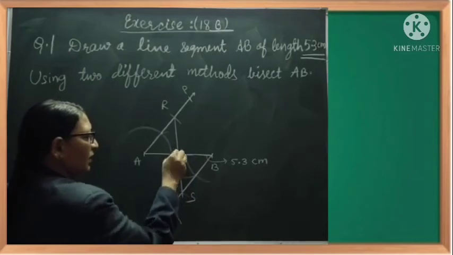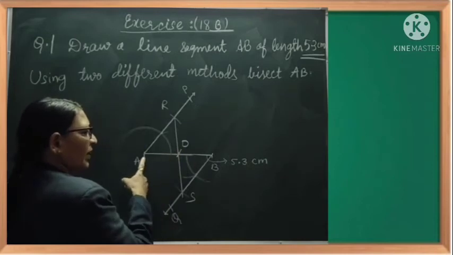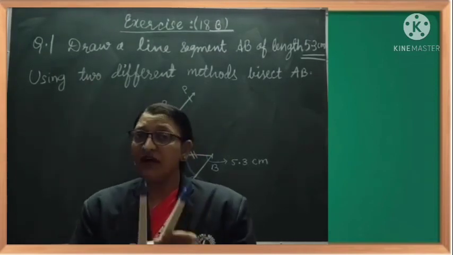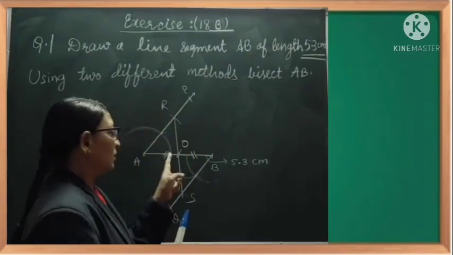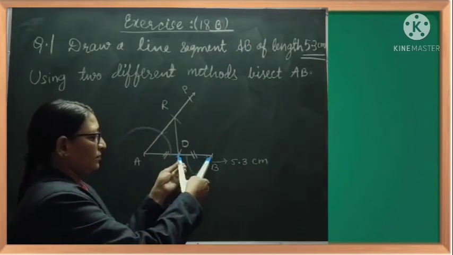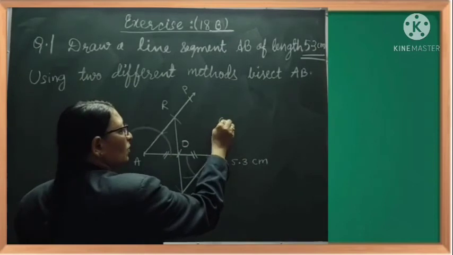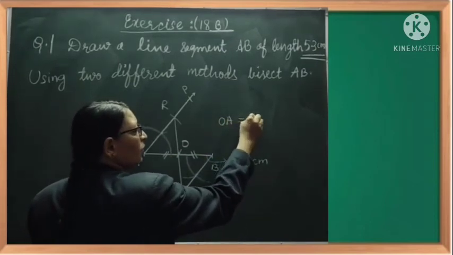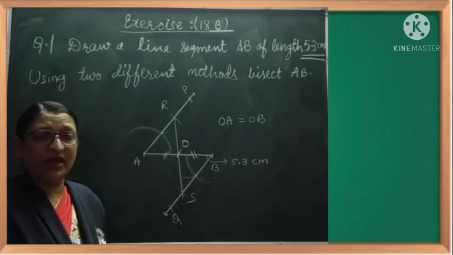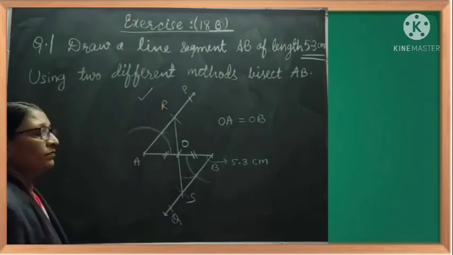Dear students, this is the point O, which is cutting the segment AB in two equal halves. Using a divider, you can check whether distance OB and distance OA are equal or not. So here we found OA is equal to OB. It means we have bisected the segment AB in two equal halves. So this is one of the methods.